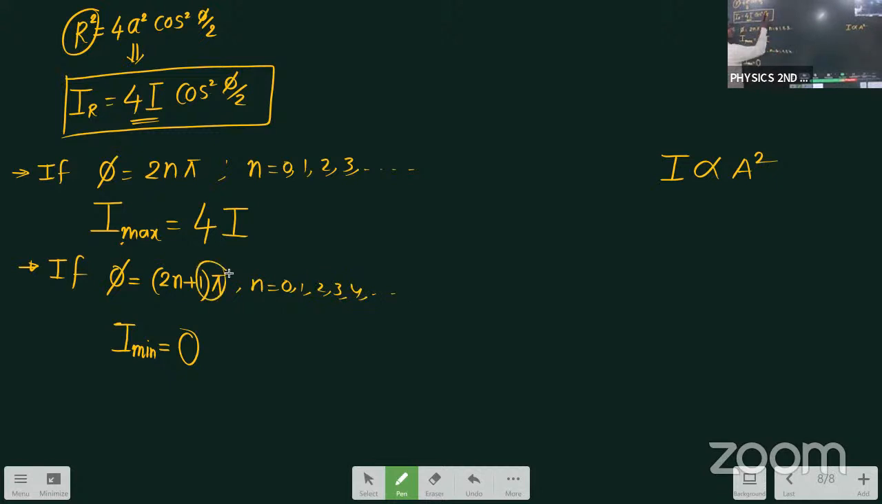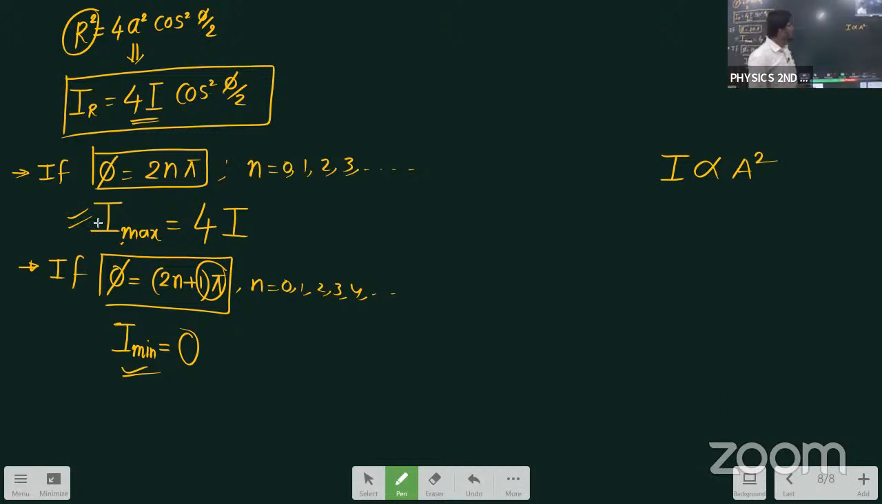If I substitute the value of phi here, phi by 2 will become how much? 90 degrees. What is the value of cos 90 degrees? It will become 0. If I substitute n as 1, 2 into 1 is 2, 2 plus 1 becomes 3, so 3 pi. 3 pi by 2 will become 270 degrees, again 0. So for this value of phi, (2n plus 1) pi, you will be getting the minimum intensity. For this value of phi, 2n pi, you will be getting maximum intensity. So by this, we end this question here.